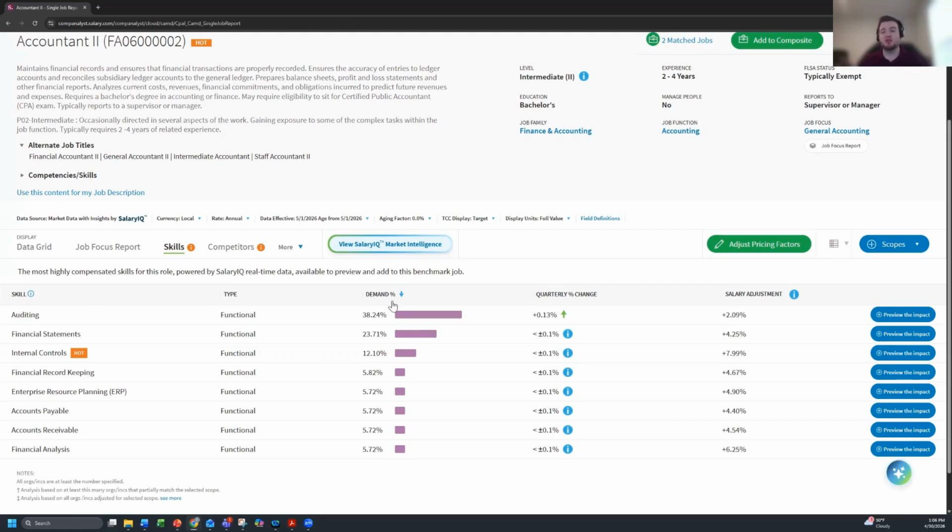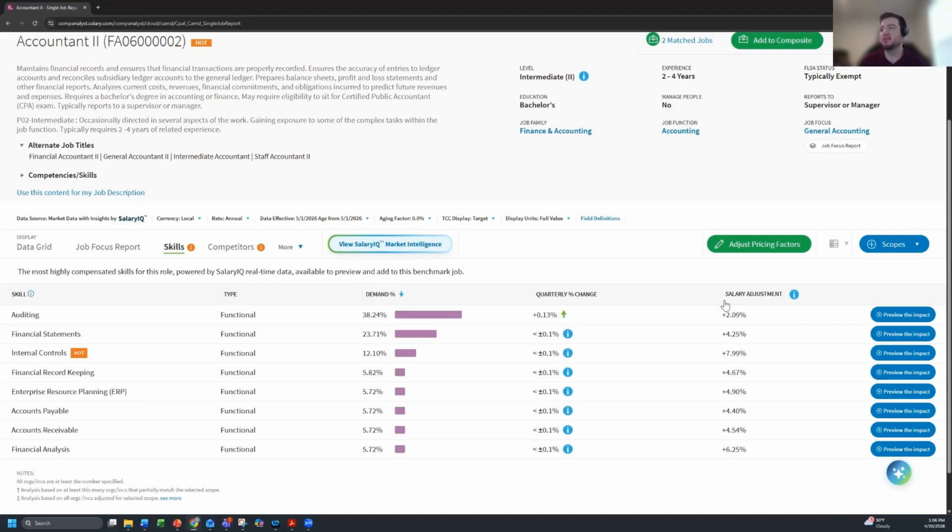So what I'm looking at here is across the US, all accountant twos. What percentage of those have these particular skill sets associated to them? What's the quarterly change? So how are these changing over time? We're seeing auditing. More and more job descriptions are containing auditing. But then from there, the last column is the salary adjustment. How does having this skill in the job description affect it based back across the broader population?